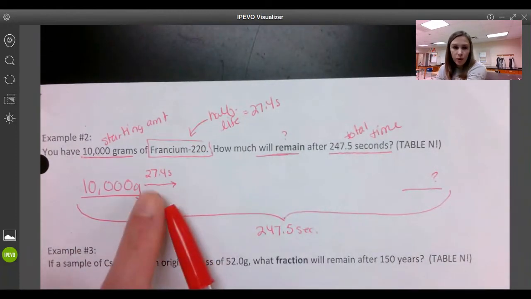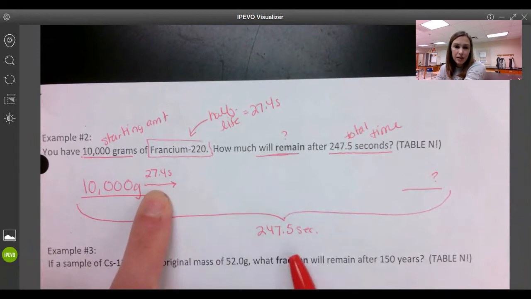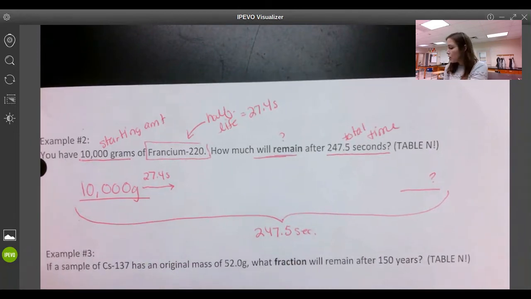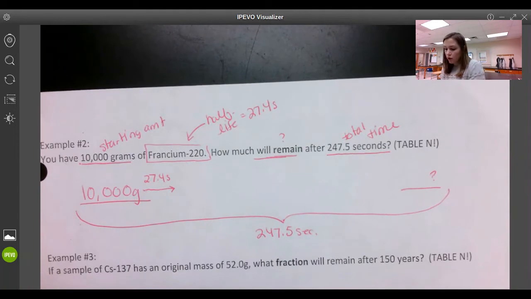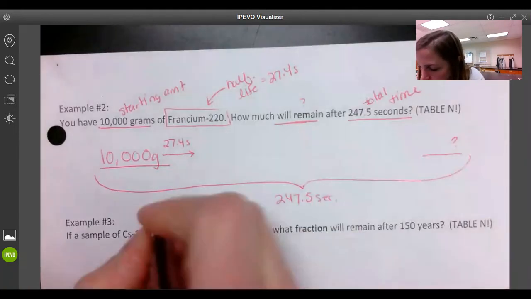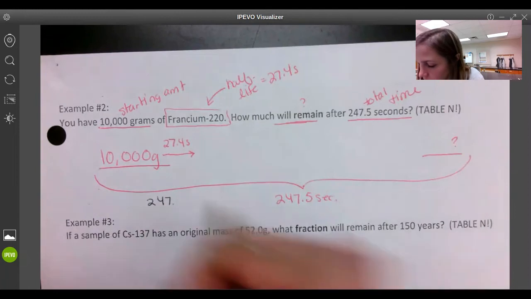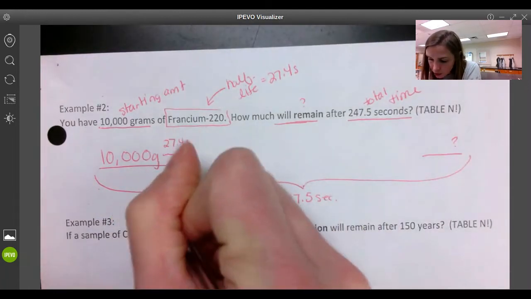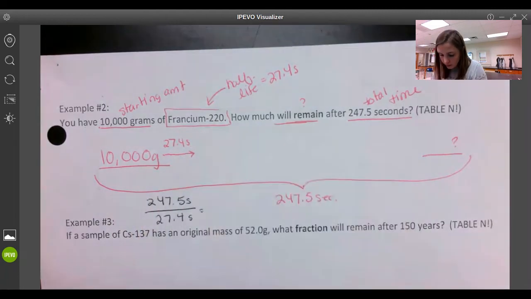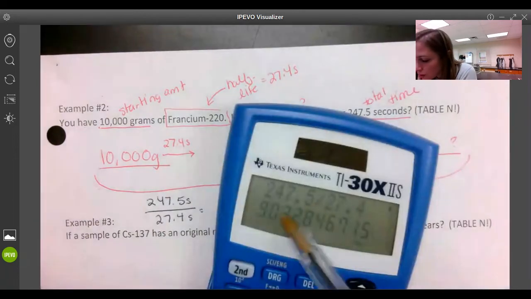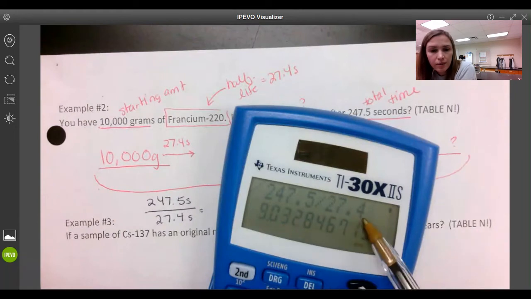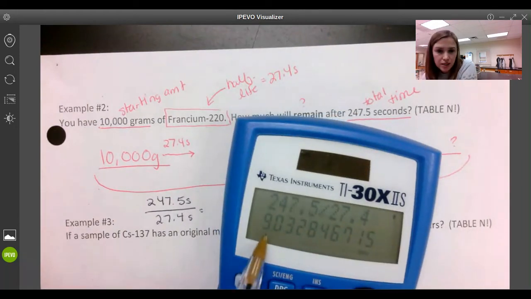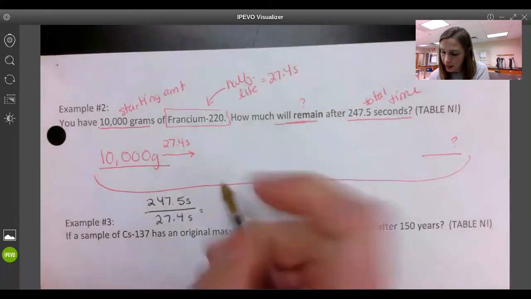So I need to know, well, how many times does that occur in my 247.5 seconds? So this is the part that sometimes students have trouble with. I need to take my total time, 247.5 seconds, and divide it by my half-life time, 27.4. Now, because it changes in the reference tables at various points, you might not get a whole number. So for me, I had 247.5 divided by my half-life time, and I get a number really close to 9. So we're going to go with that whole number of 9.